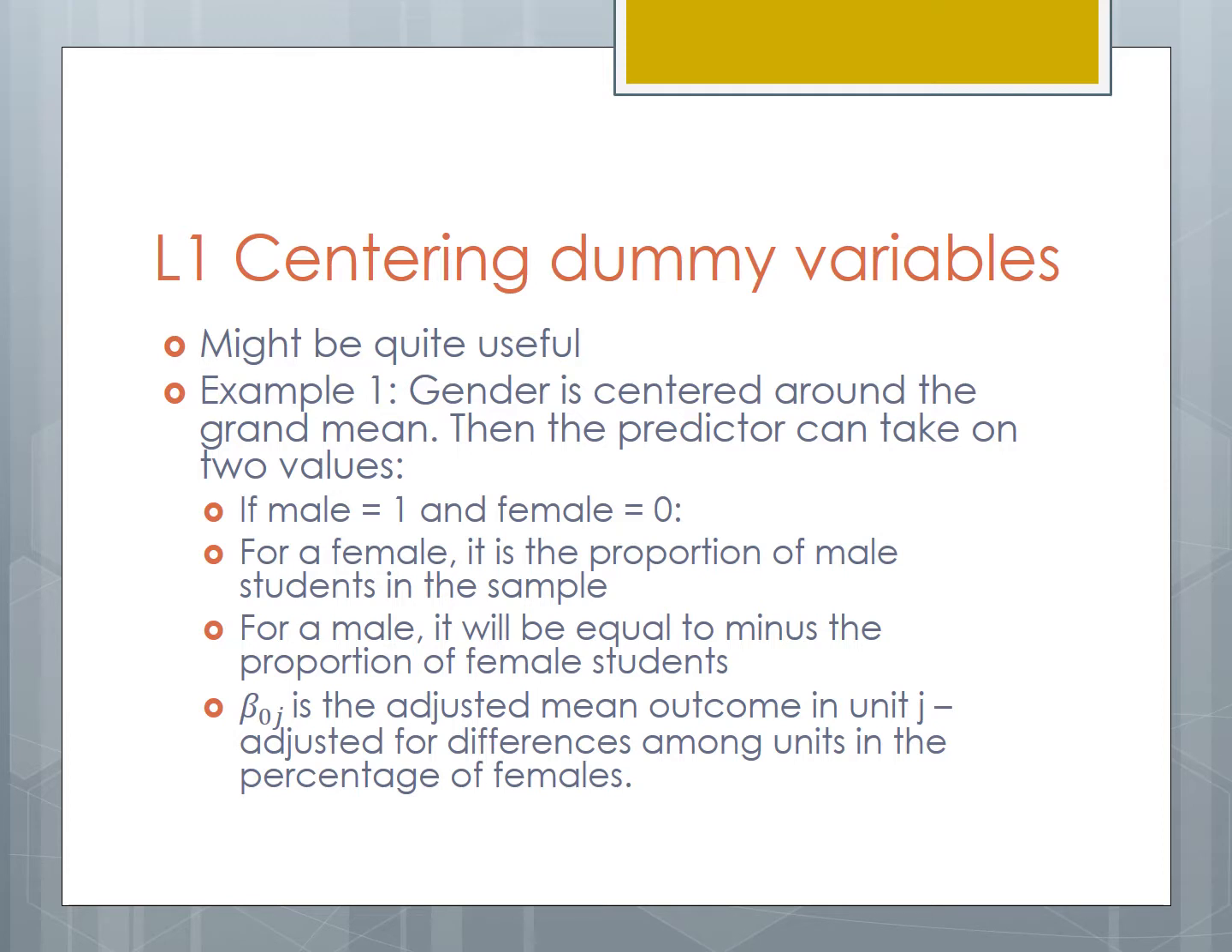So gender. Let's say we're having men and women only. So we have a binary gender variable, males coded 1 and females coded 0. And then if we grand mean center that, then instead of having the score for a female in there, it is the proportion of male students in the sample. And for a male, it will be equal to 1 minus the proportion of female students. And so we therefore can model on an individual level for a female and for a male some form of an exposure.